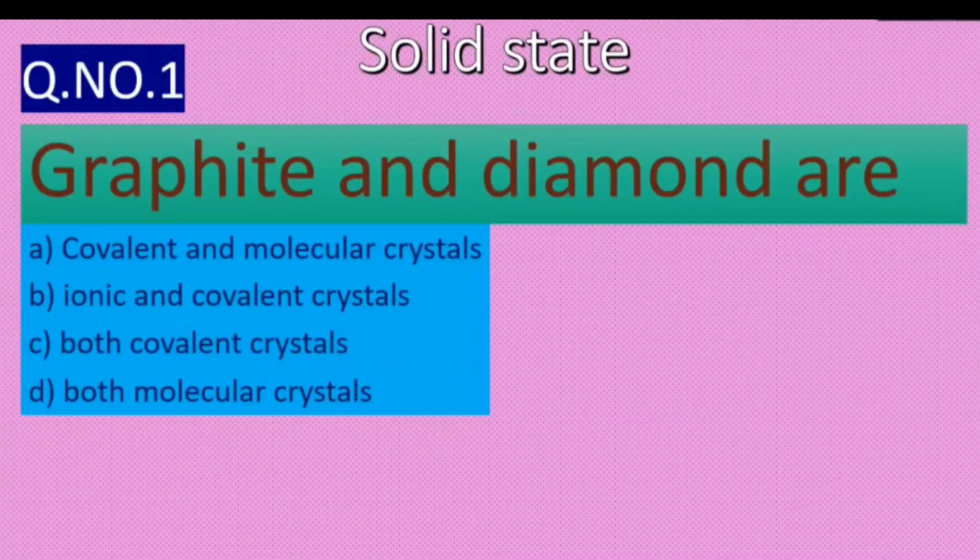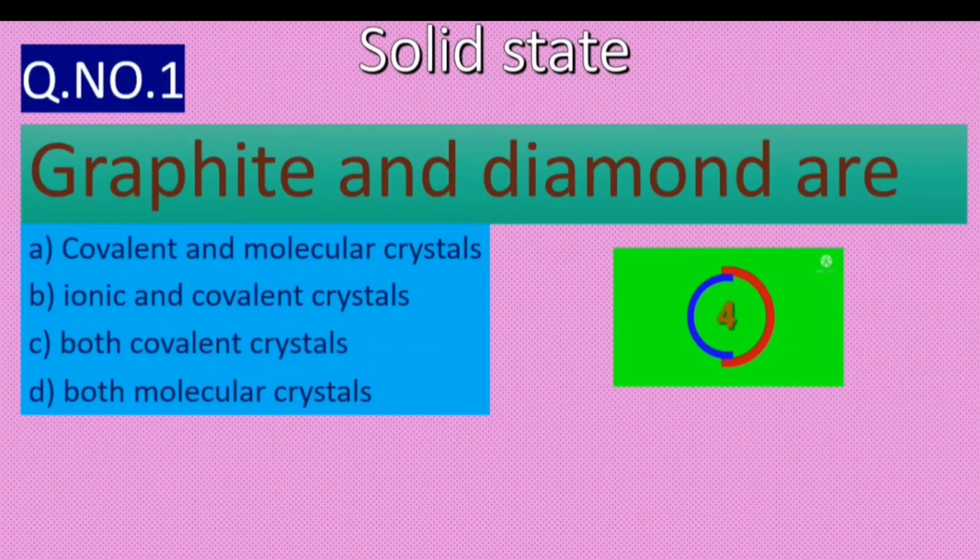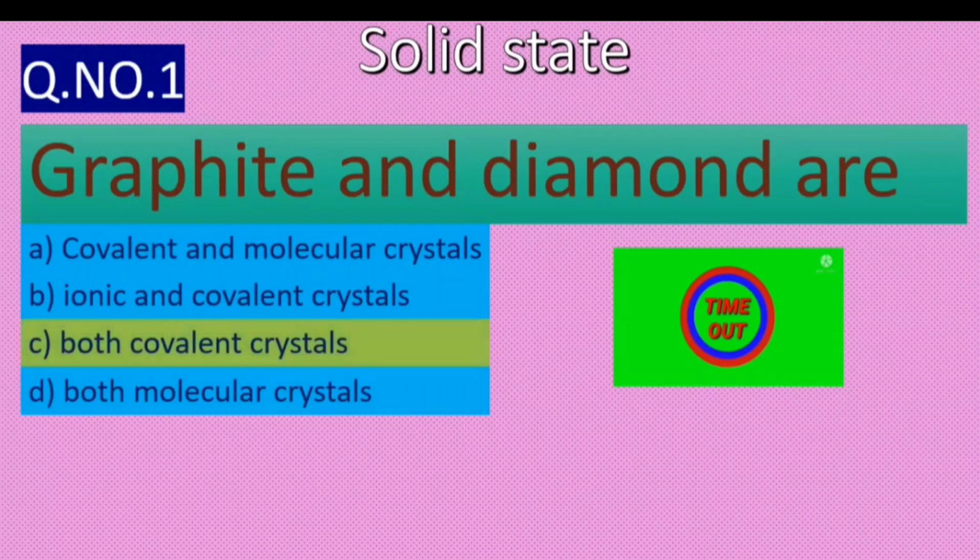Hi students, solid state question number 1. Graphite and diamond are. Answer, option C, both covalent crystals.